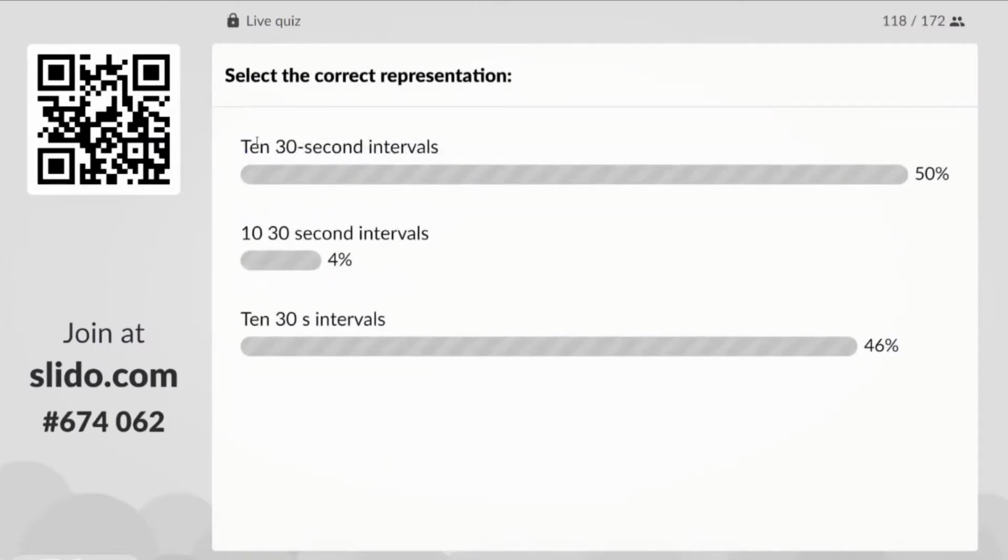Okay, so for "10 30-second intervals," the hyphenated one is the correct answer, because "30-second" is now an adjective for the word "intervals." So it has to be one word, hyphenated. If the sentence had said "10 intervals of 30 seconds each," then no hyphen was needed.